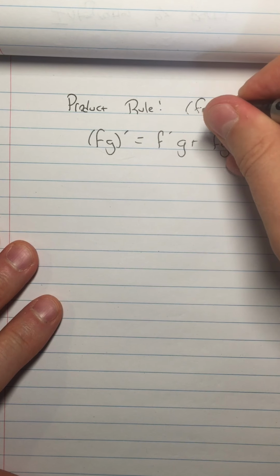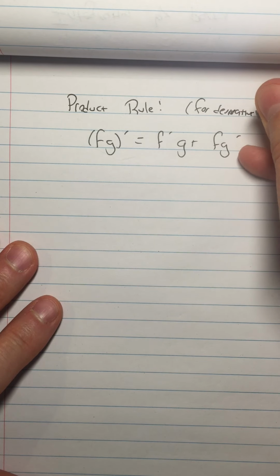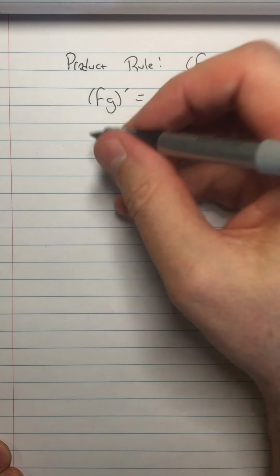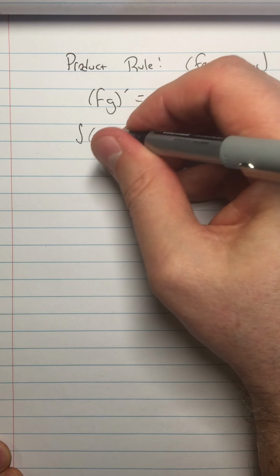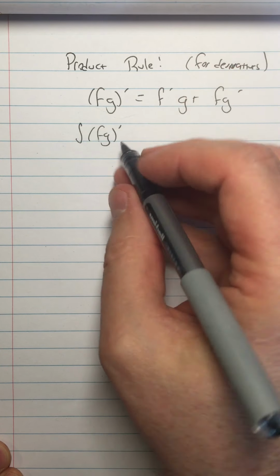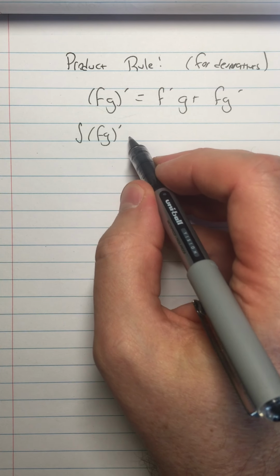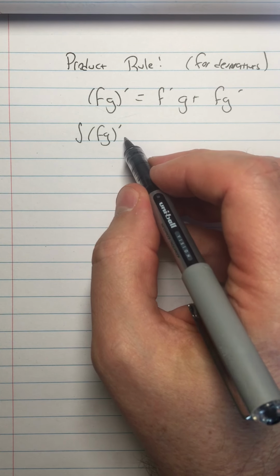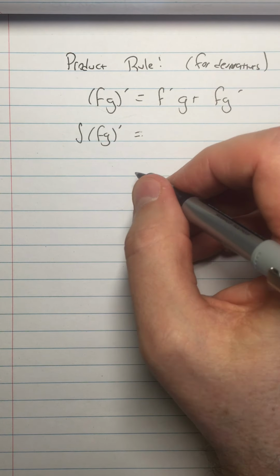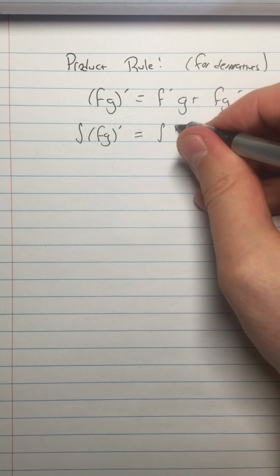So here's for derivatives. All right, what we're going to do is manipulate this a little bit and get something that we can use for integrals. So what we're going to do is integrate both sides. So we're going to do the integral of both sides. We'll have the integral of f g prime. I'm being a little concise by leaving off the dx. I'm just saying whatever this is, we're going to integrate it, okay? So we're being a little notationally frugal, would be one way to say that.